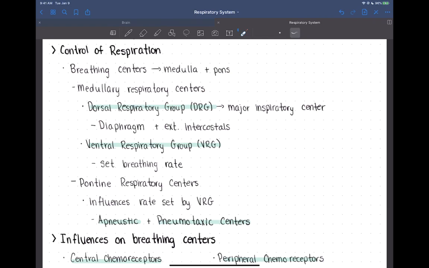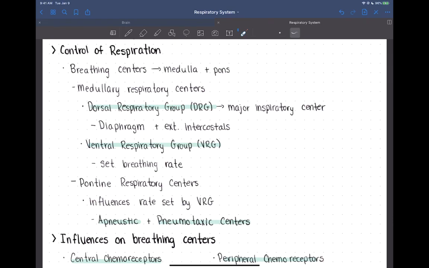So we'll talk about the medulla first, because the medulla is kind of where breathing is initiated, and then the pons can influence that breathing. So the medullary respiratory centers include two groups. We have the dorsal respiratory group, the DRG. This is the major inspiratory center. This is the center that activates the diaphragm and the external intercostals, causing you to inhale. So this DRG is going to control those muscles.